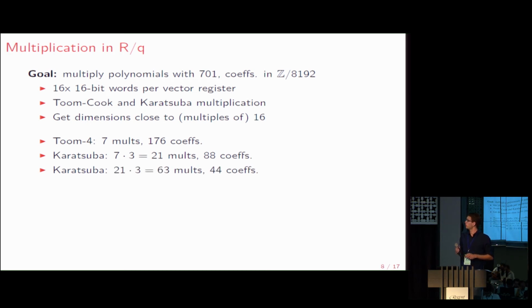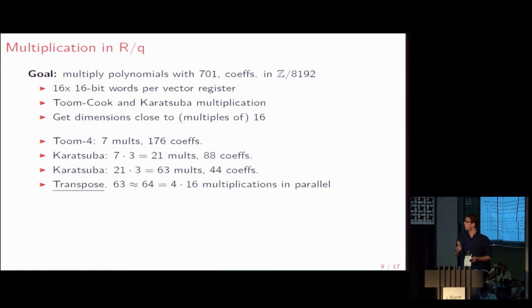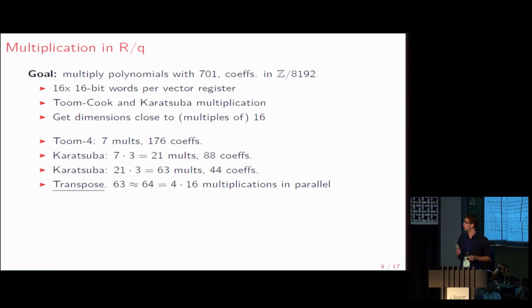And now we have polynomials of 44 coefficients, which is almost 48. And we have 63 multiplications, which is almost 64. And this is the crucial part. Now we transpose these. And rather than putting our polynomials in vector registers, we now put all of these polynomials in parallel into these registers. And now we can do all these multiplications at once.